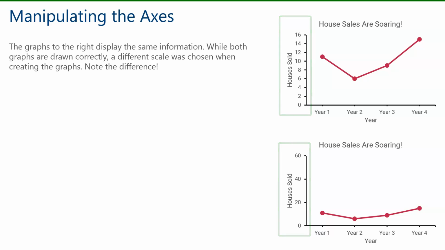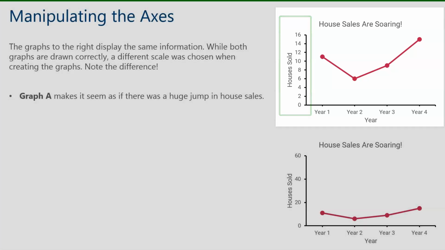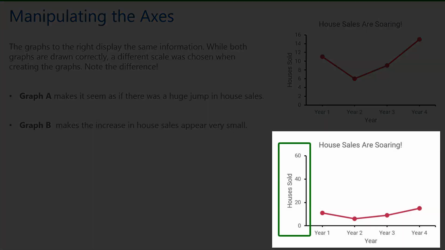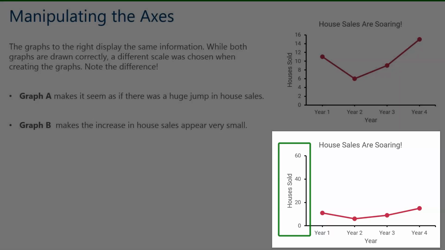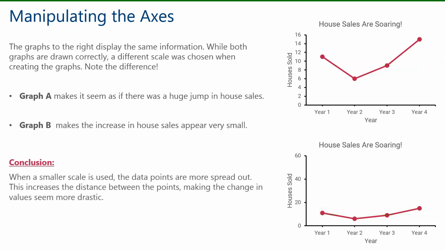Notice the difference. Graph A makes it seem as if there was a huge jump in house sales. Graph B makes the increase in house sales appear very small. When we look at the scale, we can see that the numbers didn't change a whole lot. There's a difference of only 8 sales between year 3 and 4. Not as big a difference as Graph A might make you think. So when a smaller scale is used, the data points are more spread out. This increases the distance between the points and makes the change in values seem more drastic.